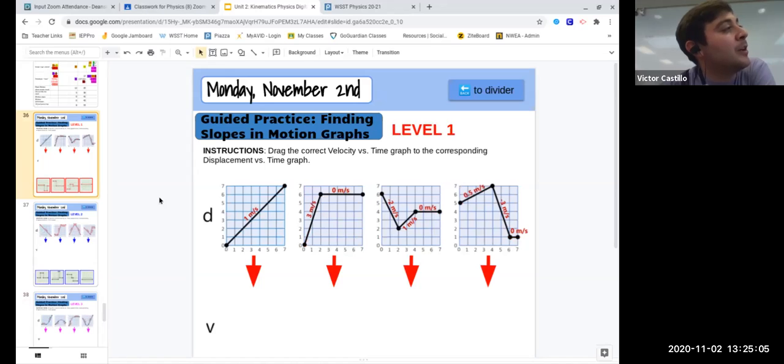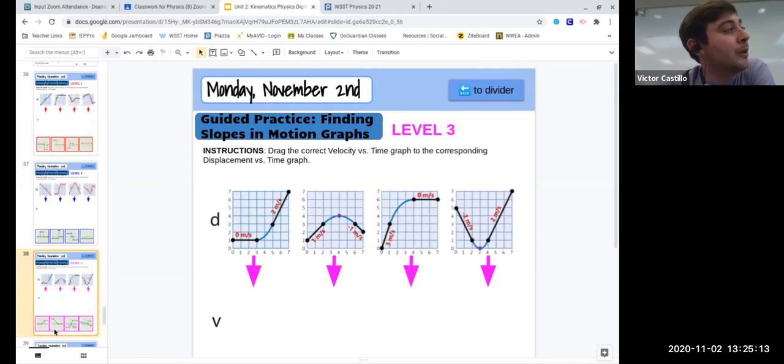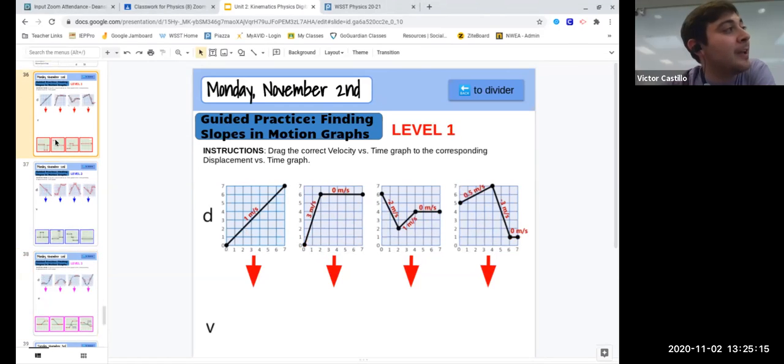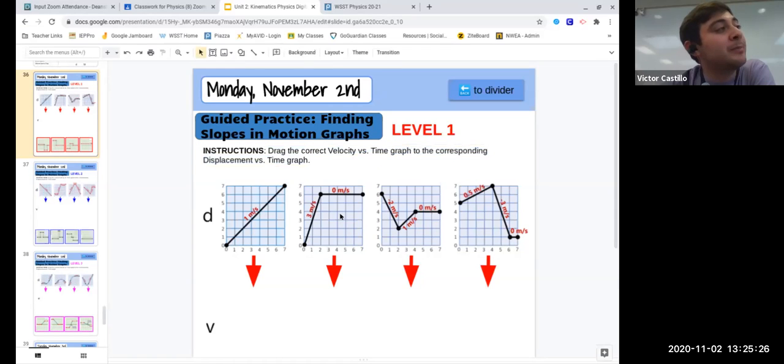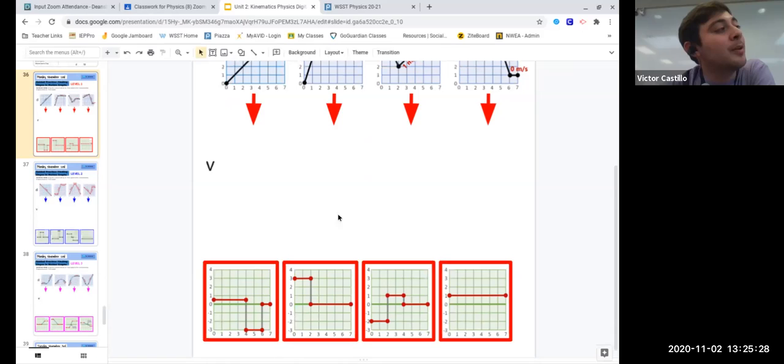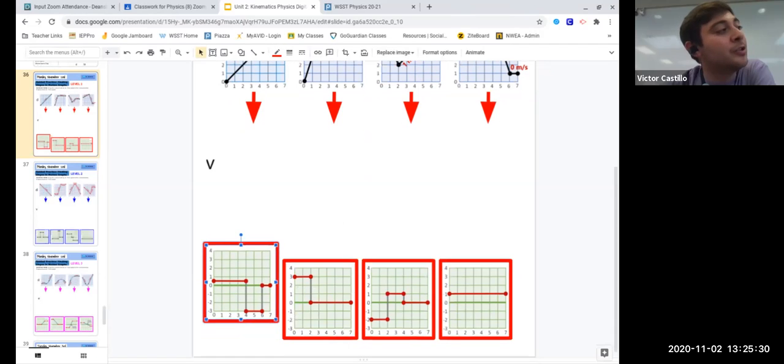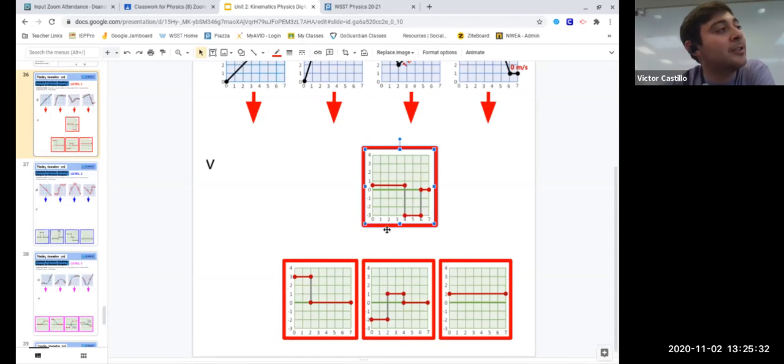So let's start with this one right here. You're going to choose one level. You're going to do either level 1, level 2, or level 3. It's up to you which one you want to do. Your instructions are to drag the correct velocity versus time graph to the corresponding displacement versus time graph. So right here we have a displacement graph, and right here at the bottom we have velocity graphs, which you can actually just drag. You see that? You can just drag them.